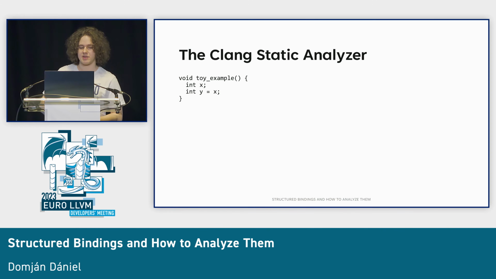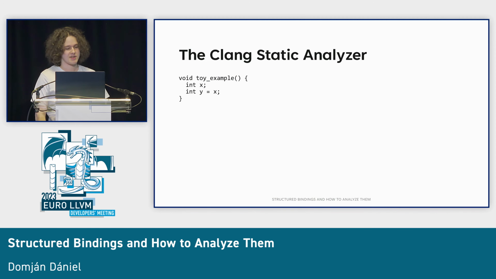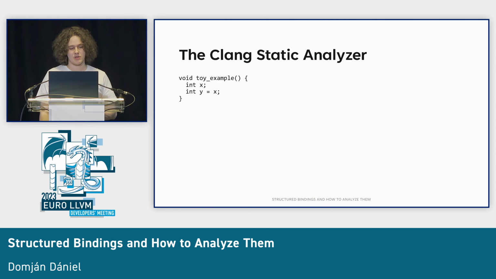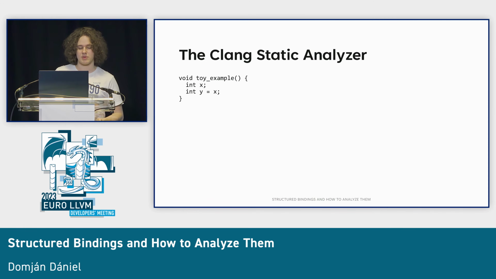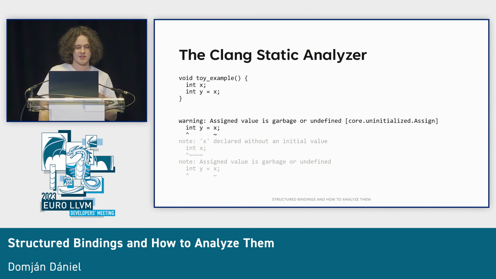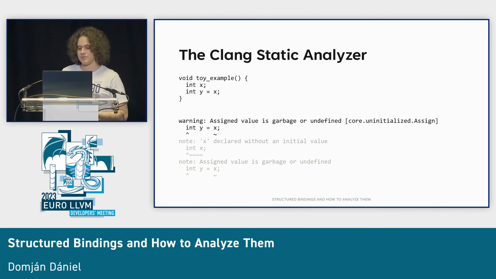So in practice, if we take a look at this toy example, we can see that there's a stack allocated variable called x, and the value of x is assigned to y. Now at this point, we know that x holds some undefined or garbage value, and the analyzer is able to detect that. Like it says, the assigned value is garbage or undefined, and it's also able to backtrack where that value comes from. So if you take a look at the first node, it tracks it back to the declaration of x and says the problem originates from x being declared without an initial value.